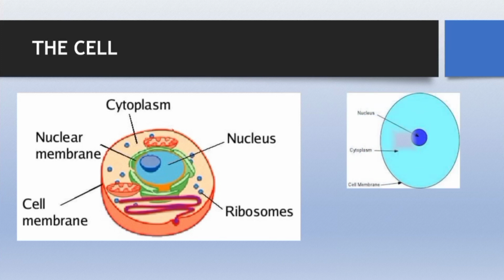Here is another simplified diagram that shows 3 basic parts of the cell: the nucleus, which is the control center of the cell; the cytoplasm, which is the jelly-like material found in the cell, and it is where organelles are suspended; and the cell membrane, which serves as the outer covering for protection of cells.